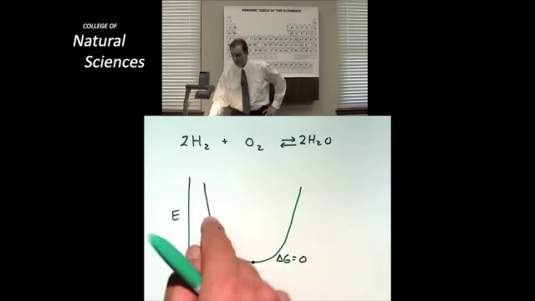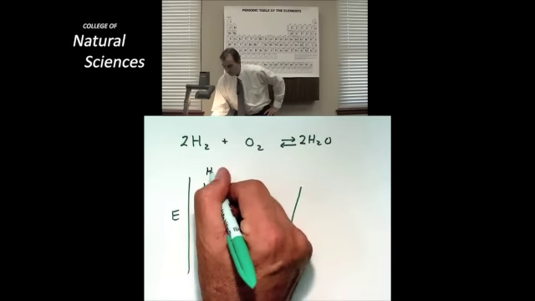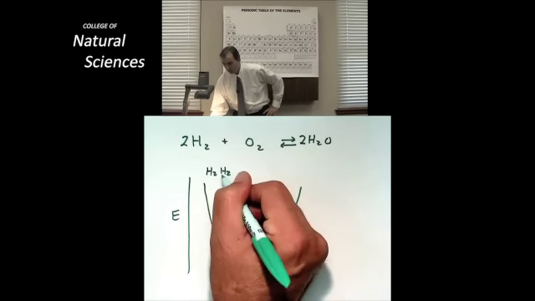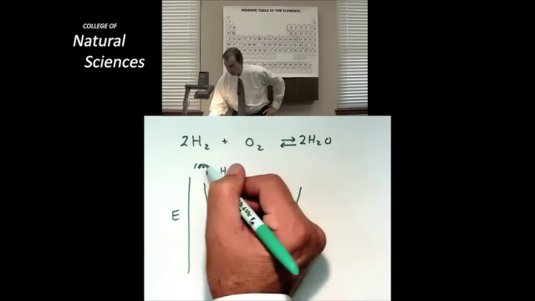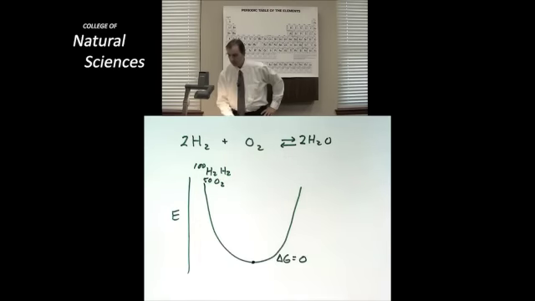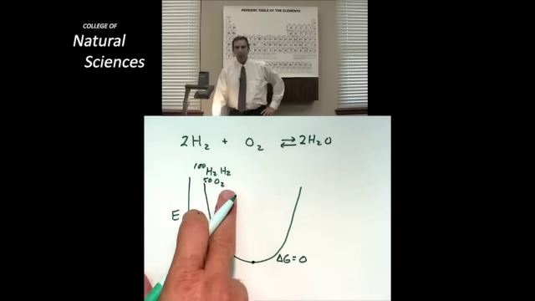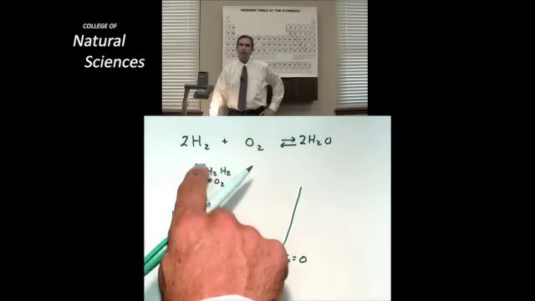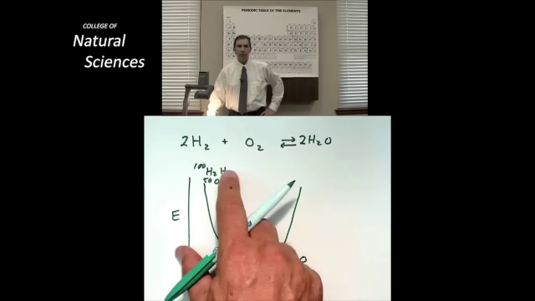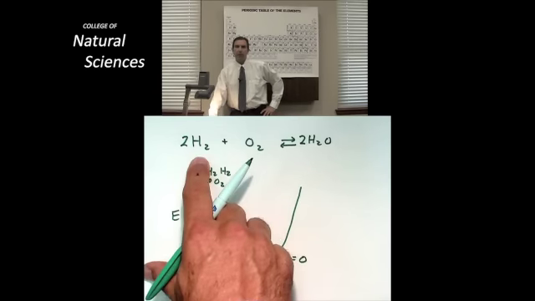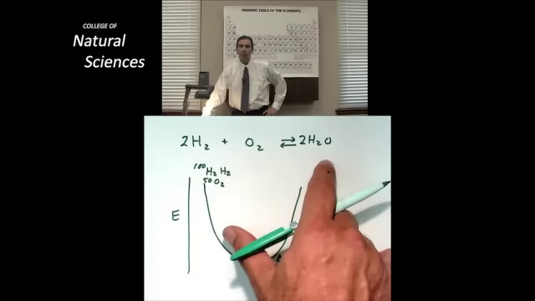If you're on the left-hand side of the curve, you're starting off with a bunch of hydrogens and a bunch of oxygens. Maybe I've got 100 hydrogens and I've got 50 oxygens. And what are they going to do? Well, they're going to fall down this potential energy hill, such that the hydrogens and the oxygens react to make water.